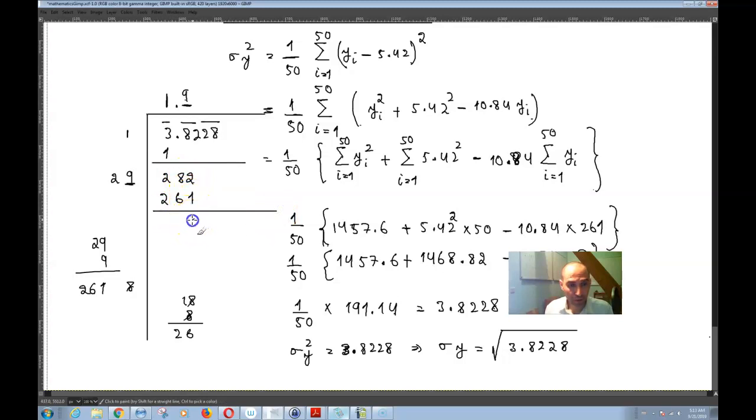2 minus 1 is equal to 1. 8 minus 6 is equal to 2. And then 28, you can bring it down. Next you have to add 9 to 29. So 29 plus 9 is equal to 18. 1. So that's a 38. 38 here and another digit here.